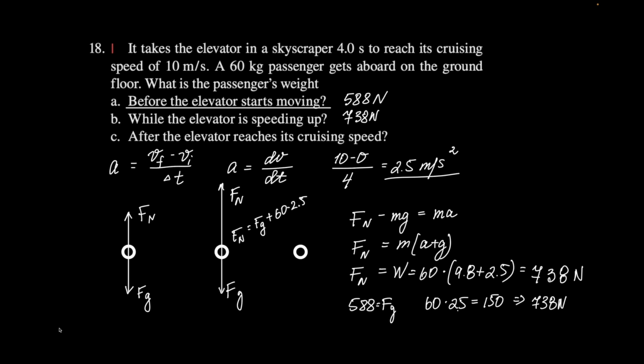And then finally, after the elevator reaches its cruising speed, it is at constant speed. It stops accelerating. It's the same as it was before, 588 newtons. Newton's first law reminds us that an object will be moving at a constant velocity, cruising velocity in this case, when forces are balanced.